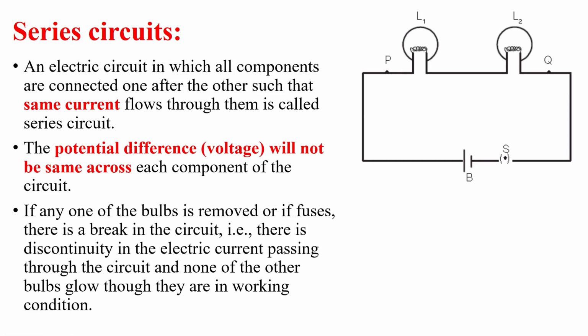So that is the reason it is not used in households, in schools, or in local areas. The series circuit is not being used. It is basically used for decorating purposes, but for lighting purposes it is not used in local areas. Because if one component is removed from the circuit, the whole circuit will disconnect. The flow of current will stop.